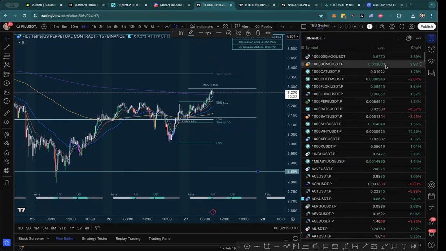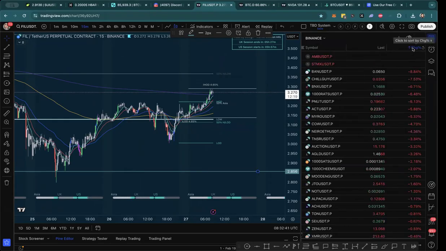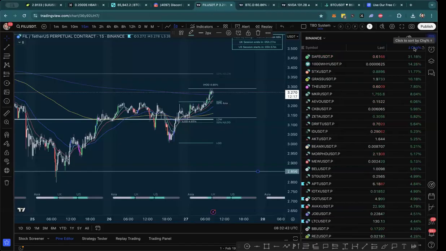So I just want to have a look at the change percentage and I'm going to sort that by the highest one. So I want to know what's bouncing back first and see if I can find some kind of narrative of what is performing pretty well today.